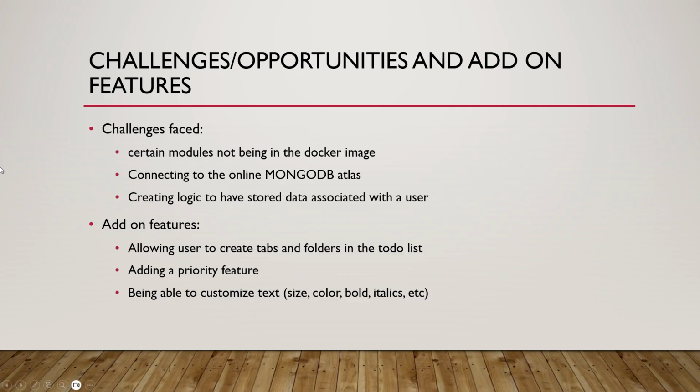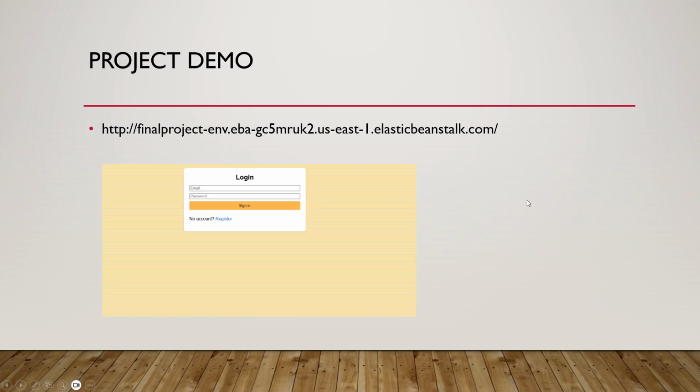Some different features we can add in the future are allowing the user to create tabs and folders within the to-do list for more organization, adding a priority feature just so next to different tasks, you can say if they're high, medium, or low priority and grouping them in that way. And then being able to just customize the text more, size, color, adding bold, italics, etc.